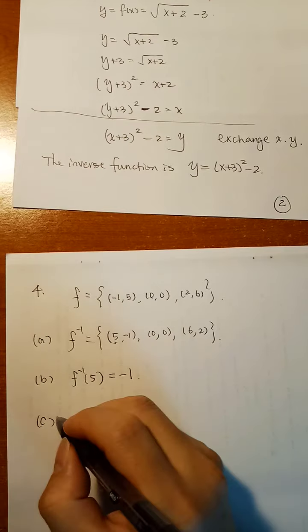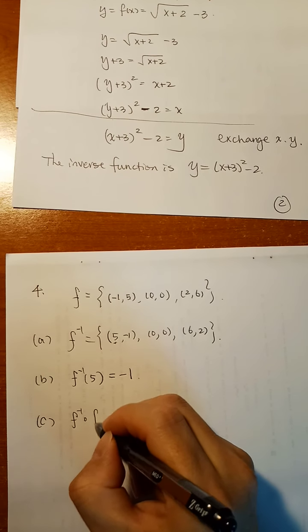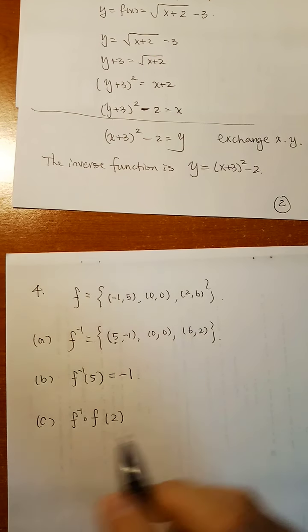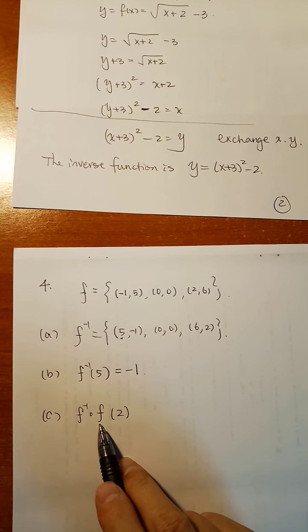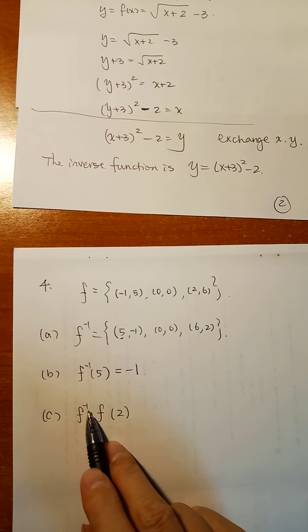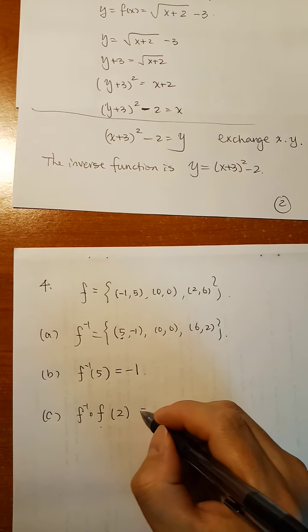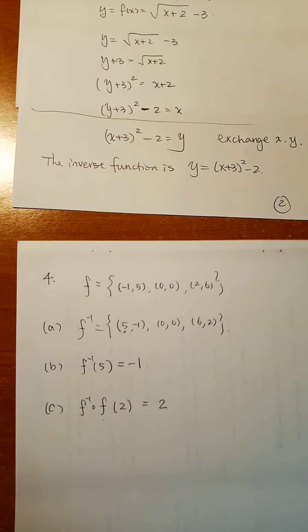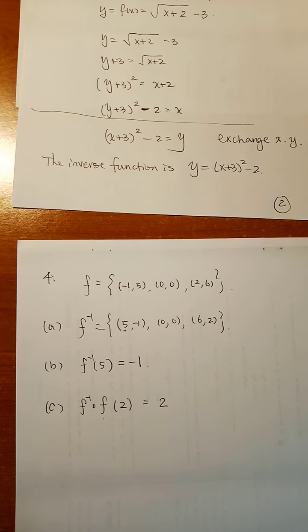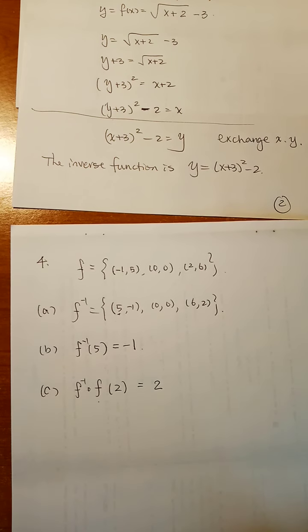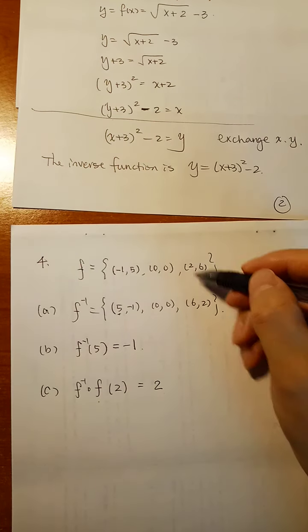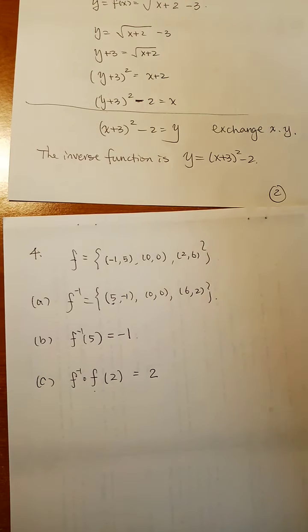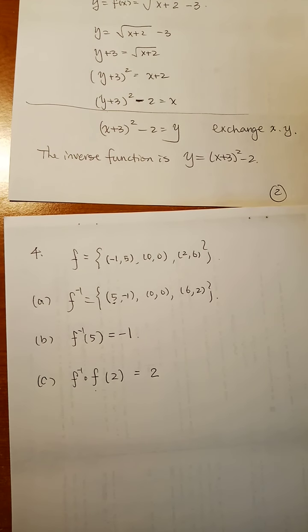C. F inverse composed with f. We know that the inverse composed with the original function is the identity. So f inverse composed with f evaluated at 2 is equal to 2. You don't have to do any computation because the number 2 is in the domain. Okay, that's it.